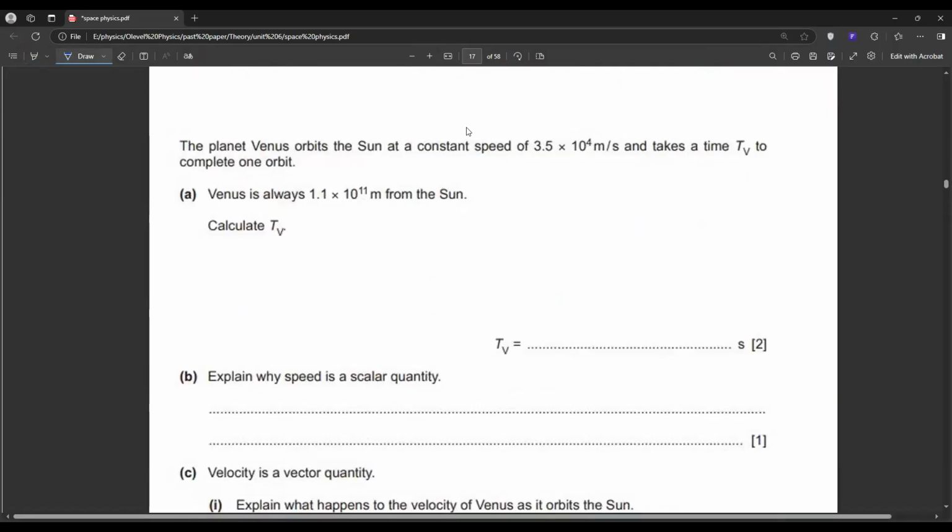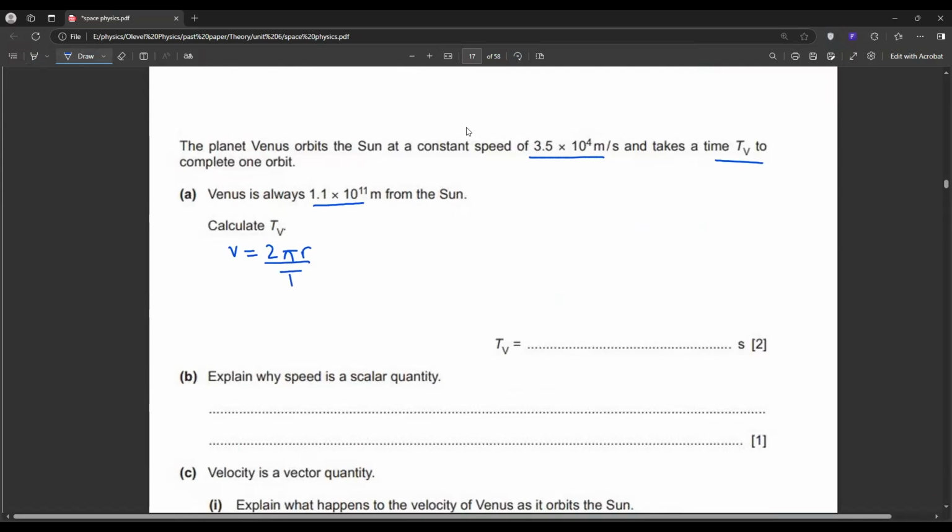Let's further move ahead. The planet Venus orbits the sun at a constant speed of this and takes time TV to complete one orbit. Venus is always 1.1 into 10 raised to the power 11 meters from the sun. Calculate TV. So again, we will apply the formula of orbital speed, 2 pi r divided by t.